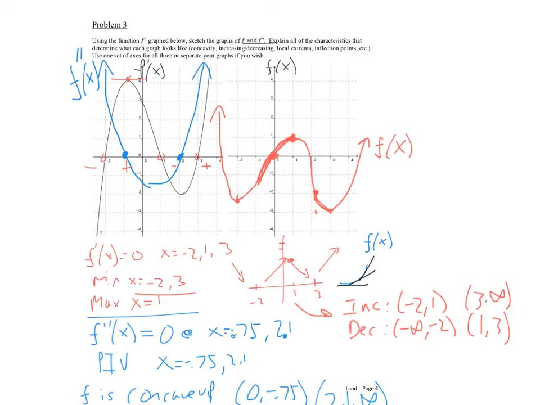Some things that kind of confirm that we're on the right track here: our f prime graph, our first derivative, looks like a cubic, third degree. So when you take the derivative of a third degree, you get a second degree, something like a parabola.